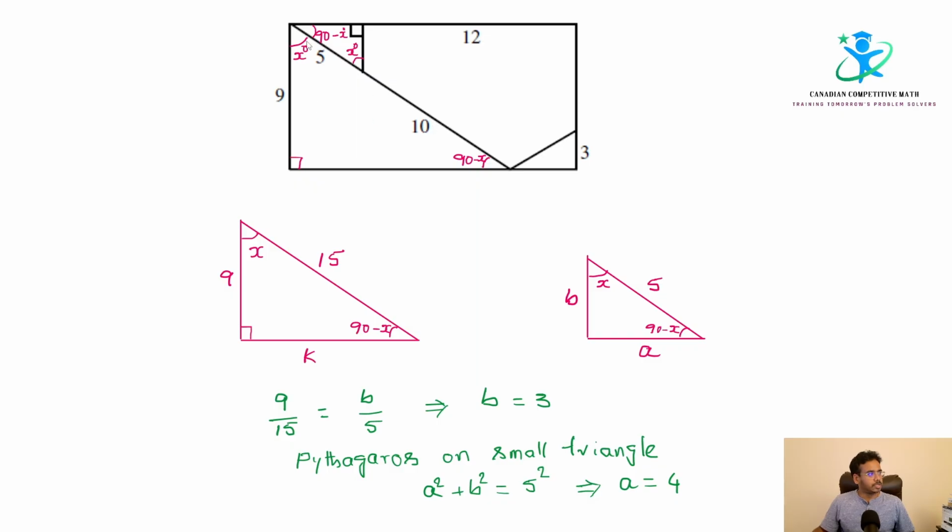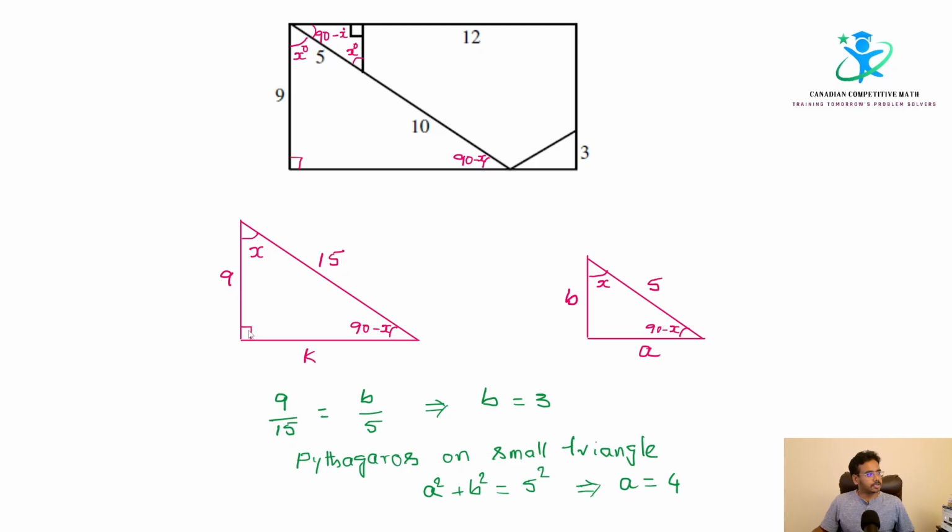If we assume this corner as x degrees, since this corner is a right angle, the opposite corner will be 90 minus x. And if we take this corner, since this corner is 90 and this part is x, the other angle is 90 minus x. As a consequence of that, the opposite angle will be x degrees.